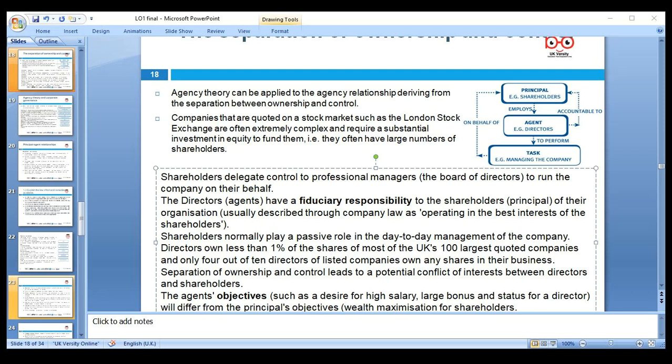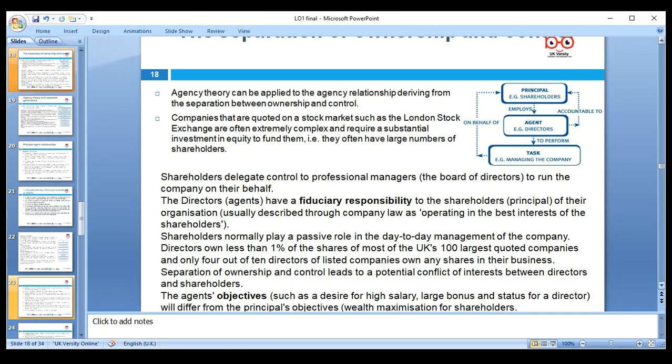The shareholder normally plays a passive role day to day, while normally the active role is the director's. Directors own less than 1% of the shares in most of the UK's 100 large quoted companies. They can be shareholders as well, but normally not major shareholders.